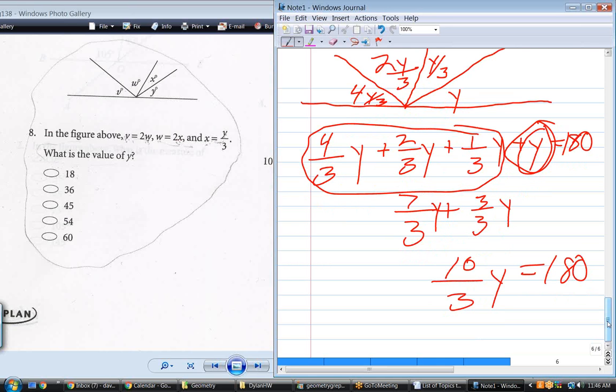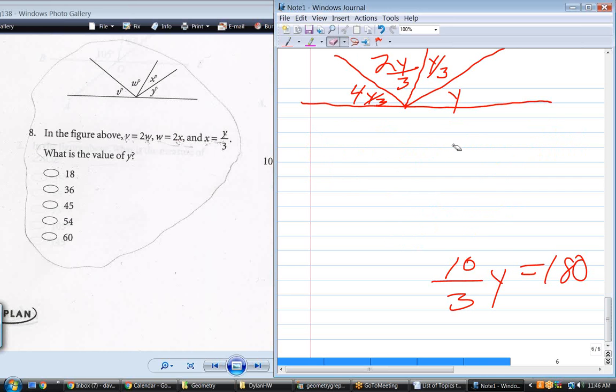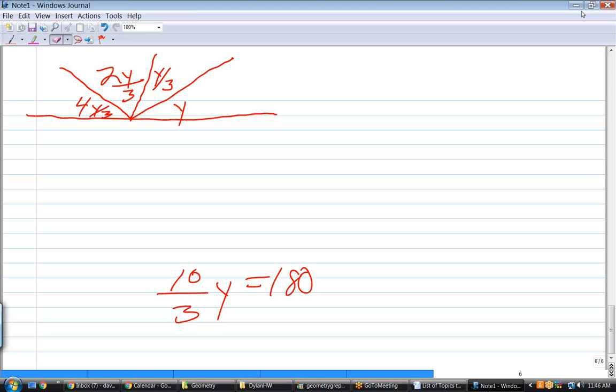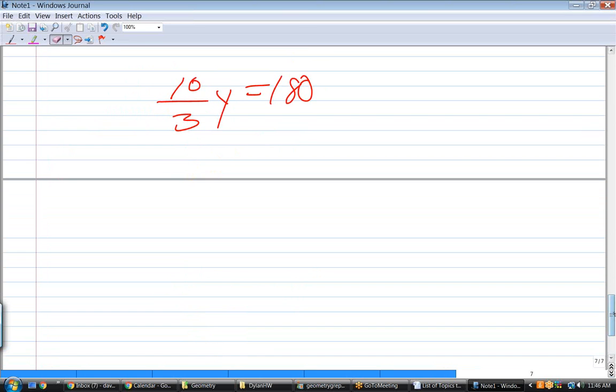Now how do I solve for y? We could do 180 times 10 divided by 3. So it'd be 1800 divided by 3. Hold on. I think I've probably confused you by pointing out that there's 2 ways to do this. You might be better off using the way you wanted to use all along. How do I solve this equation? Divide by 10 thirds on each side. Let's stick with that.